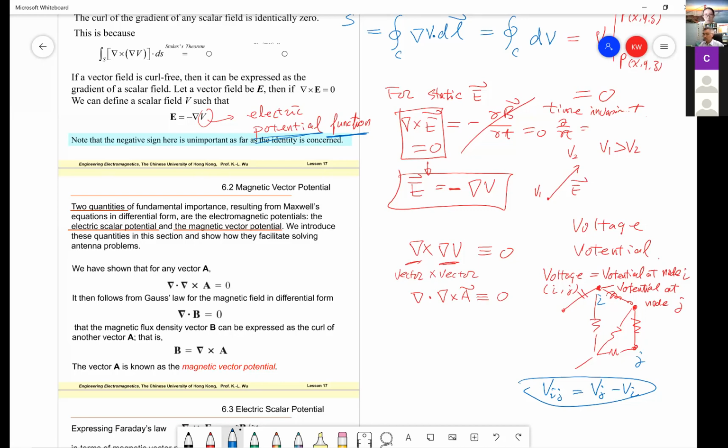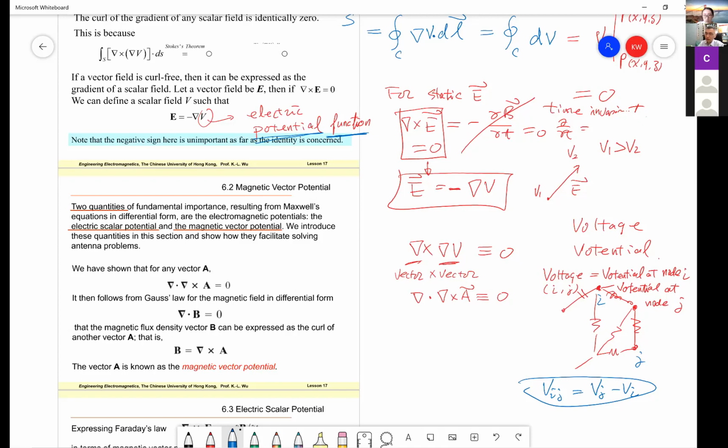So to understand these small antennas, we need to study these two potential functions. Now you can see how important these potential functions are. The first potential function we already introduced, we call the electric potential function. Later on, we will iterate this with enriched meaning. Now let's look at another potential function.